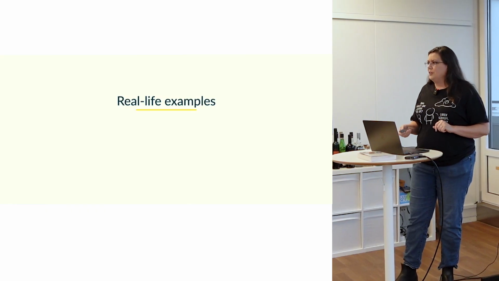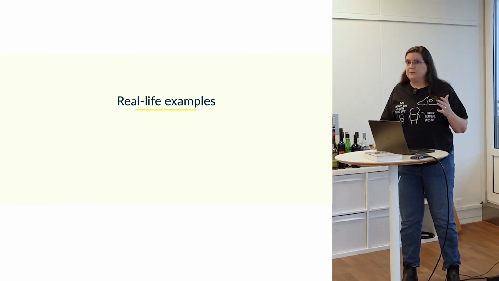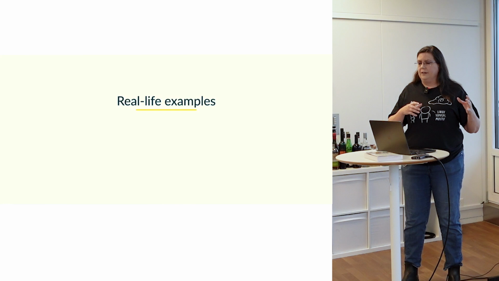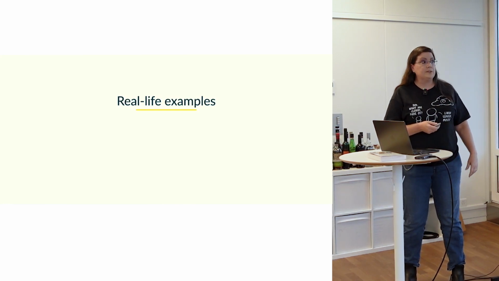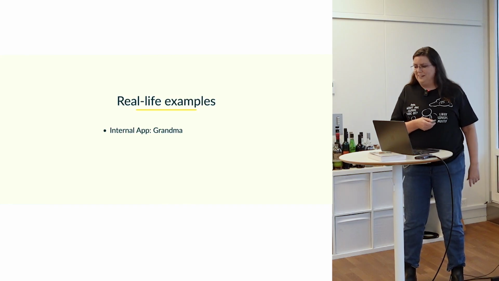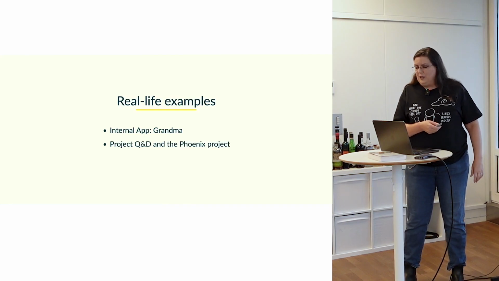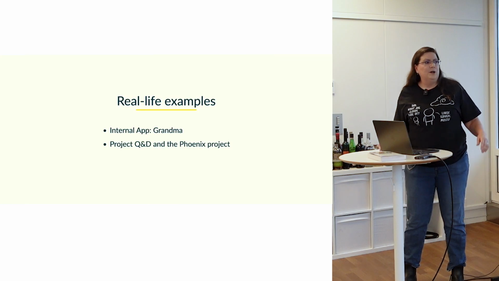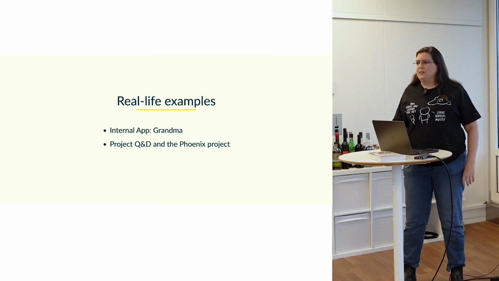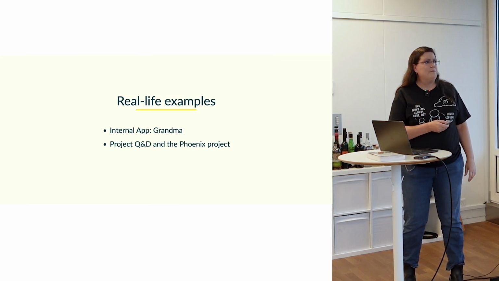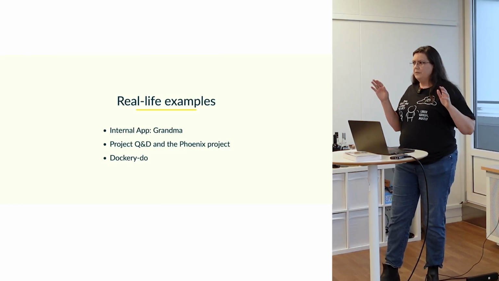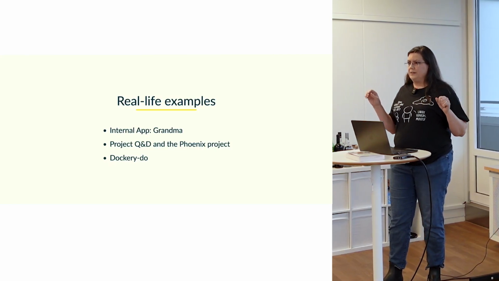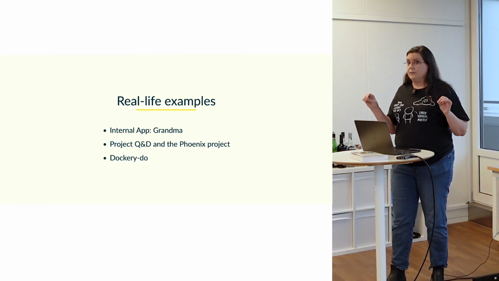I have 3 different projects where I ported existing apps that were already running in other systems to Kubernetes. The existing apps that I'll talk about: we had an internal app which I shall call the Grandma app. We had an app which I shall call Project Quick and Dirty, which was replaced by the Phoenix project, and then a third project which I will call Docker Redo. Now, none of these are the projects' actual names, except the Phoenix project.